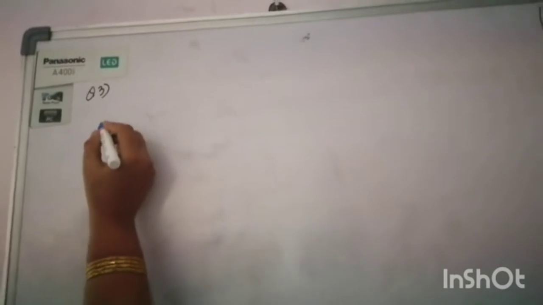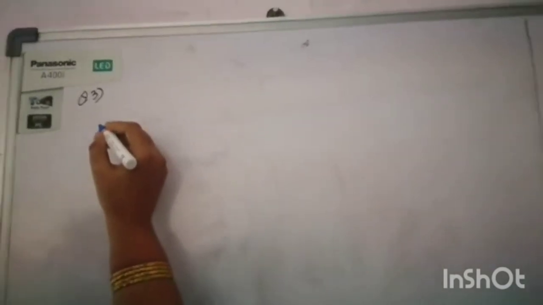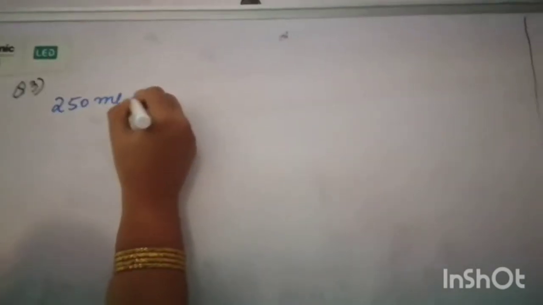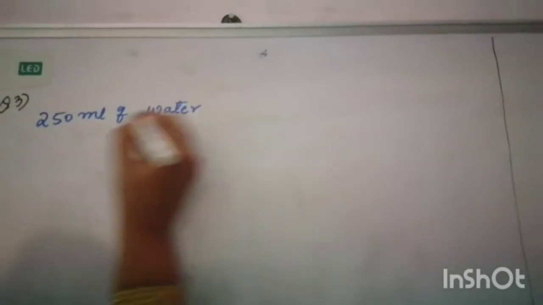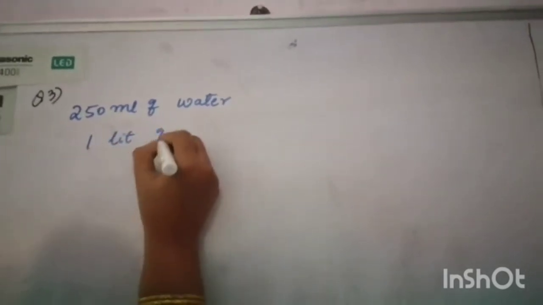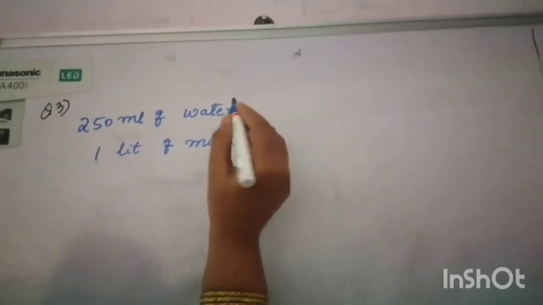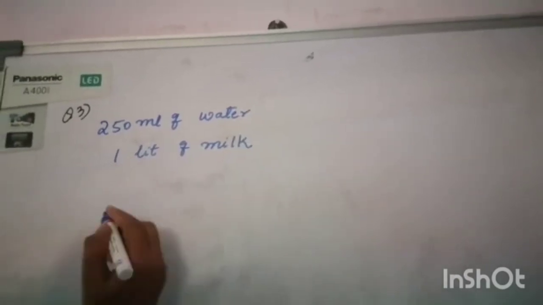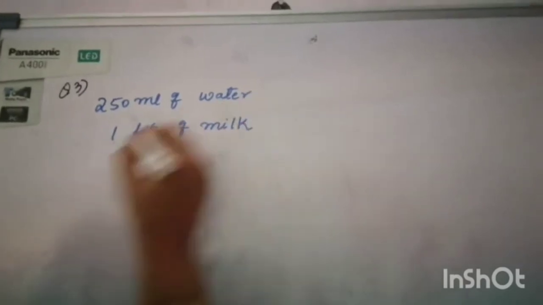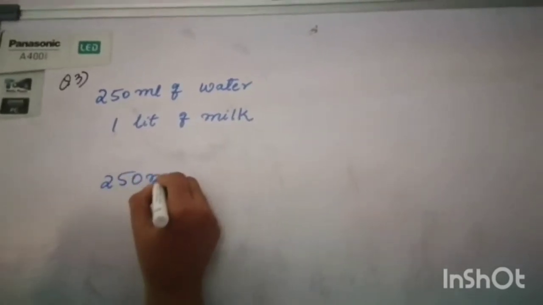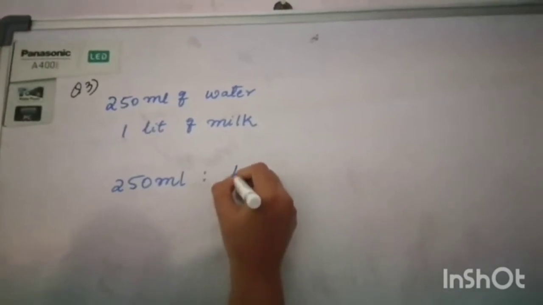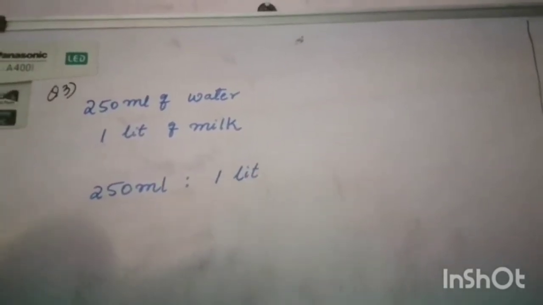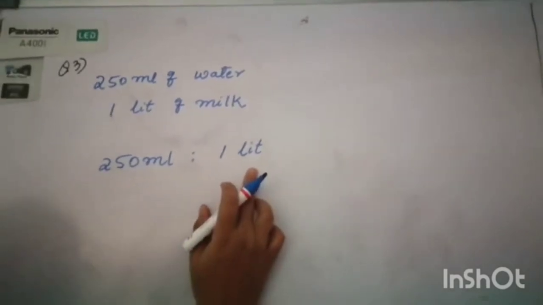A milkman adds 250 ml of water to 1 liter of milk. So here 250 ml of water is added into 1 liter of milk. Both are liquid form, isn't it? So you can compare, isn't it, children? Water 250 ml to milk 1 liter. Can we compare milliliters to liters, children? Yes, we can compare. How?